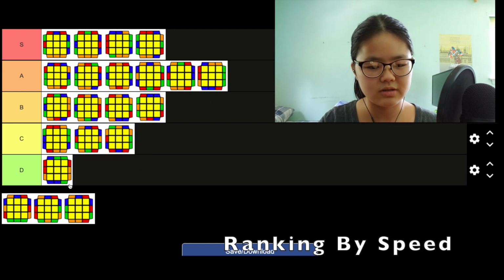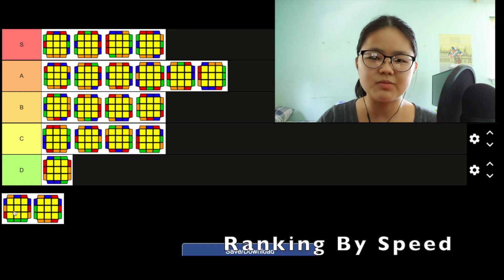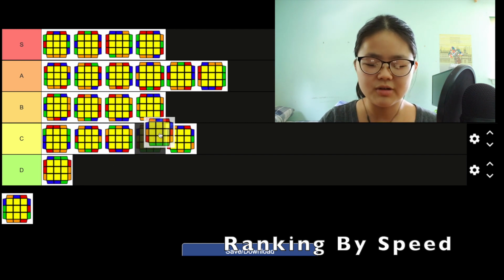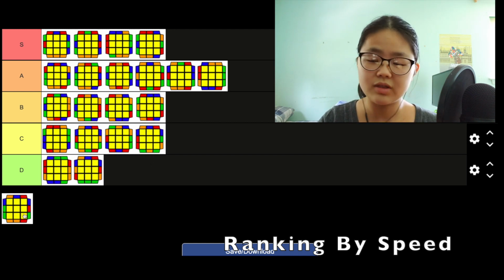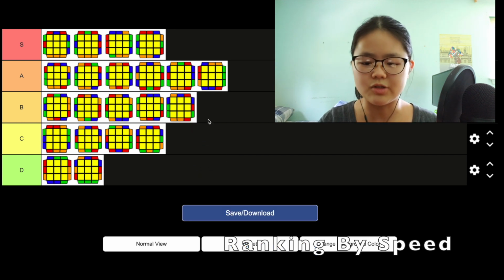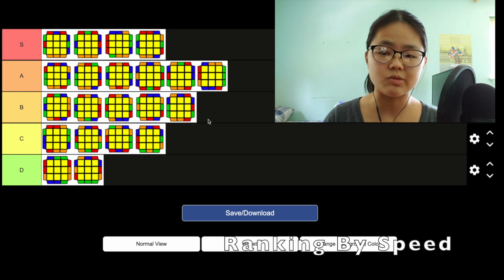Let's put it like this. F perm. I feel like F perms can sometimes really lock and then just sort of mess up your whole solve, so I'll put it down here. And then V perms, with the new V perm, is actually pretty fast, so I'll put the V perm on par with the G perms. So this is going to be my ranking in terms of how fast I think certain PLLs will be.